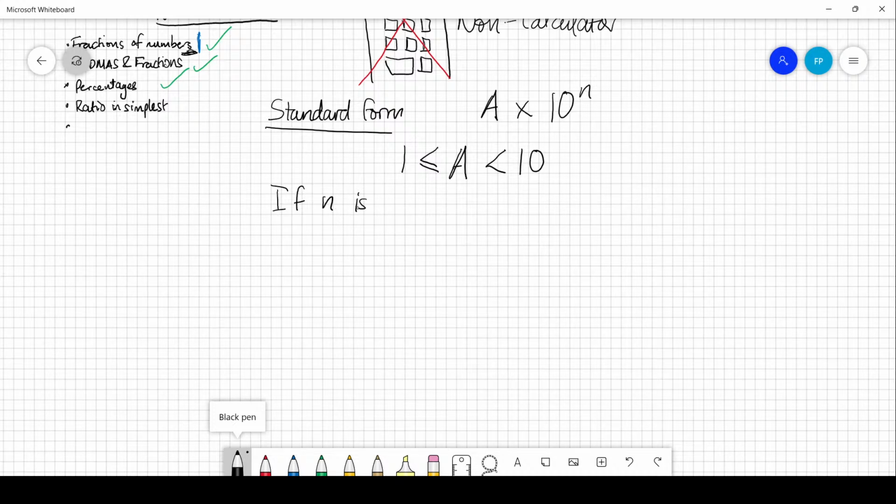If n is positive, in other words, if that power is positive, it's going to be a very big number. It's a very large number. Whereas if n is negative, it's a small number.